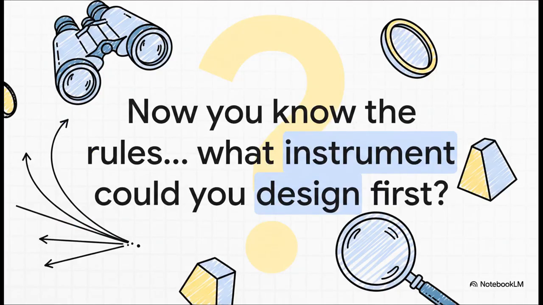So there you have it. You've got the rules, you've got the toolkit. It isn't some kind of unobtainable magic. It's just really elegant physics. The next time you pick up a magnifying glass or look through some binoculars, you'll actually know what's happening. So I'll leave you with a question. Now that you know how it works, what could you design?